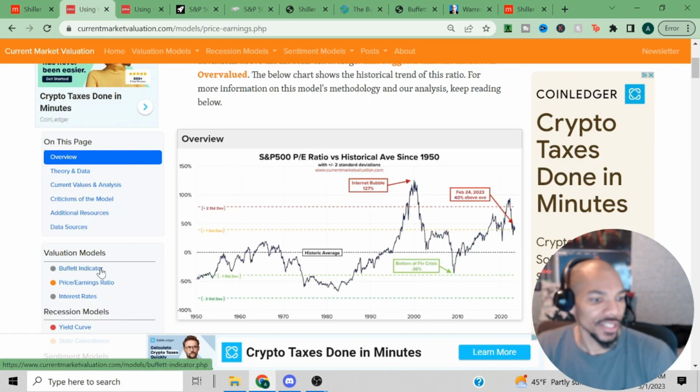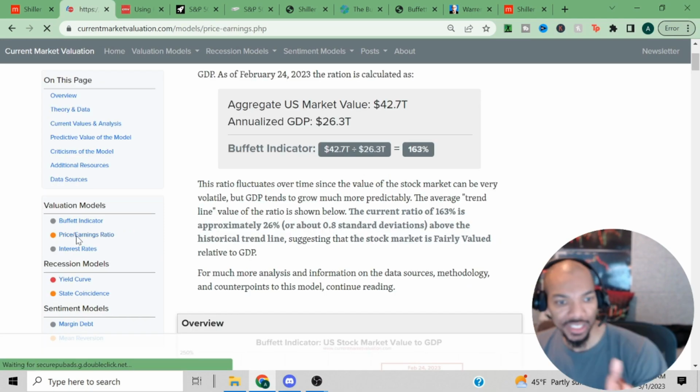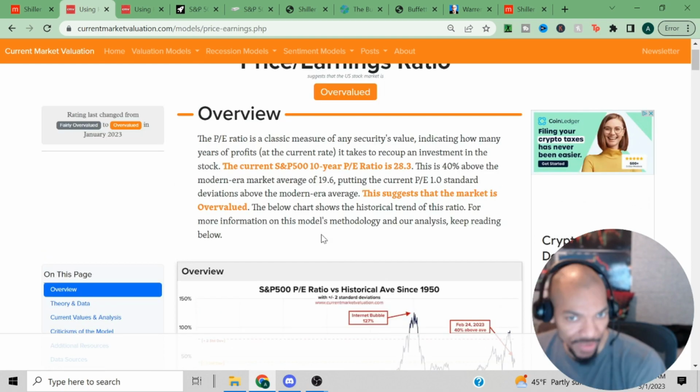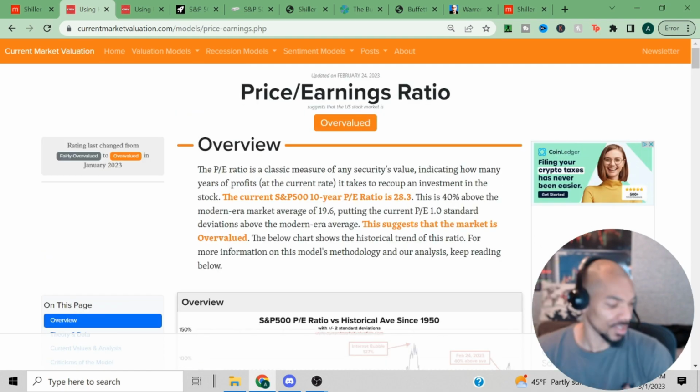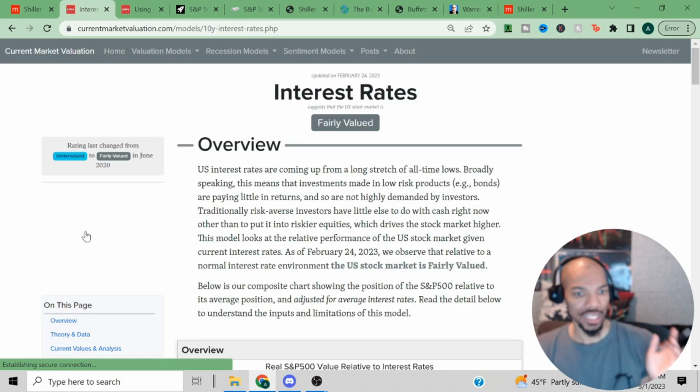So for the Buffett indicator, I have fairly valued. They're just looking at the Shiller. I'm looking at the PE, Shiller, and forward PE. So that's how I got fair value. You can argue that yourself. The next one, we look at interest rates, and this model looks at stock prices relative to interest rates.